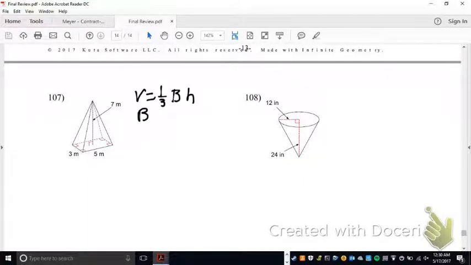So notice down there, the area, my base, is a rectangle. So the area of the base is just going to be 5 times 3, or 15 meters squared. The height of the pyramid, 7 meters.